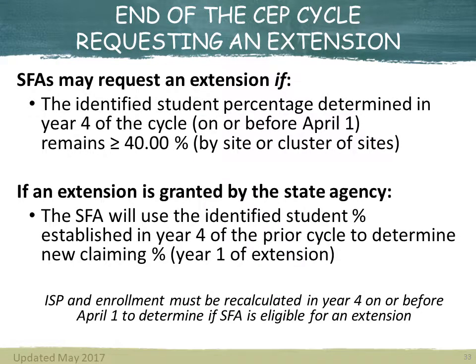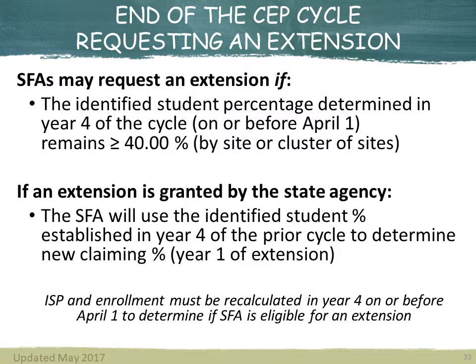Okay, so end of the CEP cycle, requesting an extension. I'm only going to briefly go over this section because, like I said, I strongly encourage you to reestablish. So at this point, we don't have anybody going into this requesting an extension. So we've worked really hard to not end up in this situation, with someone panicking about what to do at this point. But you can request an extension if the identified student percentage determined in year 4 on or before April 1st remains greater than 40%. So basically that means you are going to reestablish.